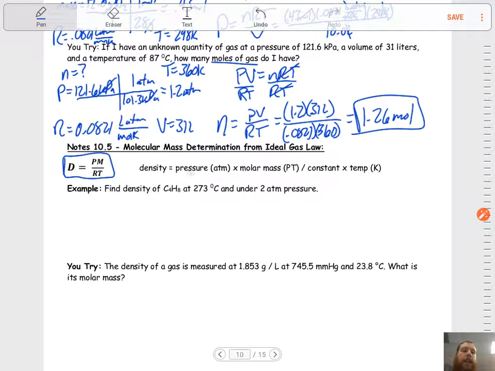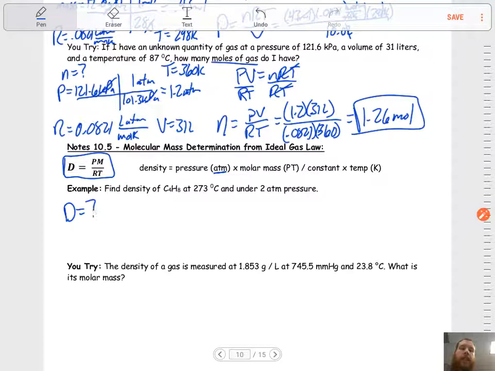D is density. P is pressure, again in atmospheres. M is molar mass, we get this from the periodic table. R is that R constant. Make sure you have that memorized and have it on your Table T so that you have it. And then temperature is also in Kelvin. So again, you're going to be given all of the variables except for one, and you've got to find that missing one. So let's jump into an example.